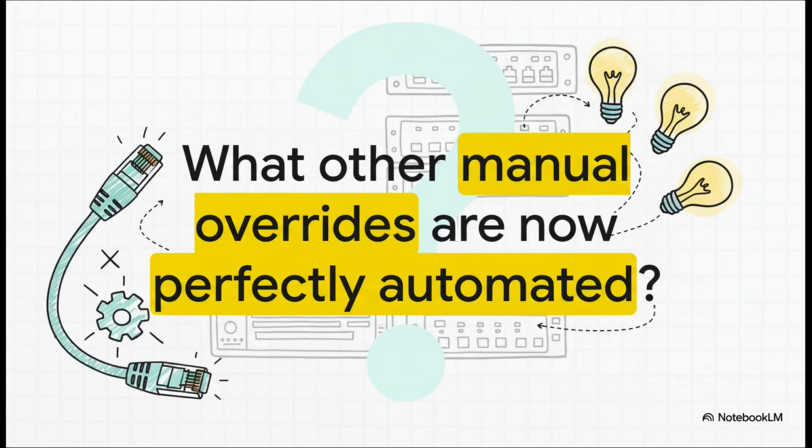And all this kind of leaves us with a final thought, doesn't it? The crossover cable is such a perfect example of a manual process that's been automated into near invisibility. It really makes you wonder, what other clever fixes and manual overrides are hiding in plain sight all around us? Their jobs so perfectly automated now that we've completely forgotten they were ever a problem to begin with.